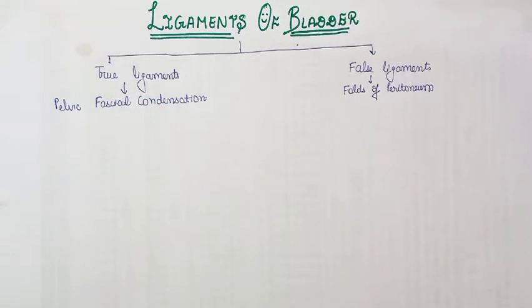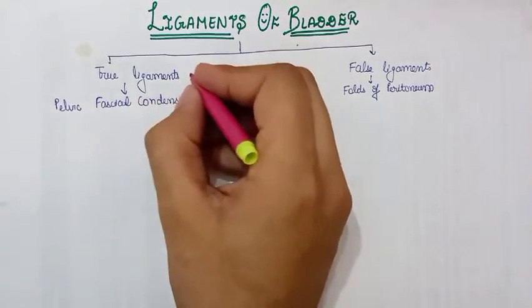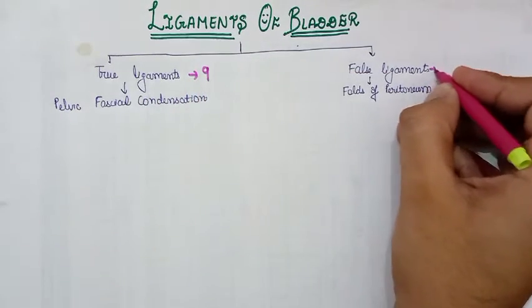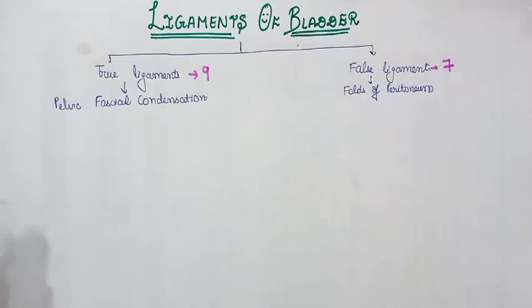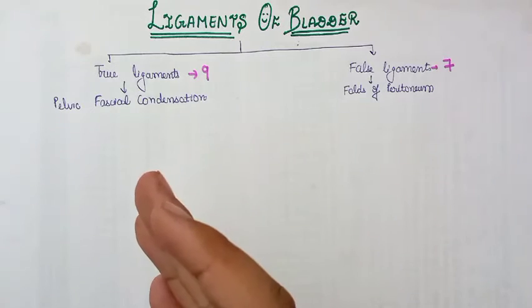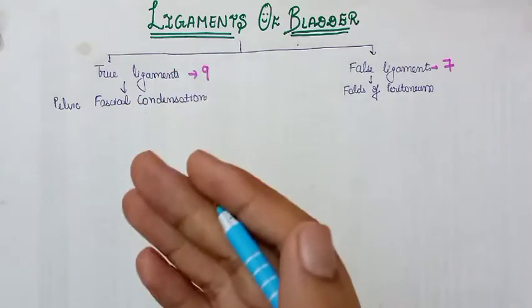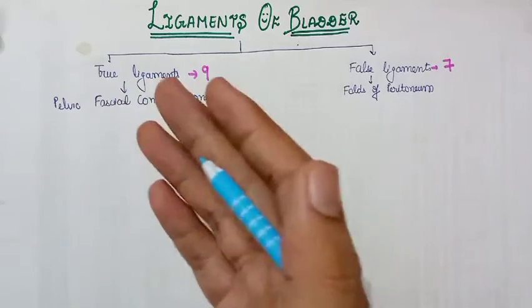There are in total 9 true ligaments, or the 9 true friends of the urinary bladder, and there are 7 false friends. For the notes of the video you can check the description box below. So let's see what the true ligaments and the false ligaments are. Let's recall and name the true ligaments one by one.